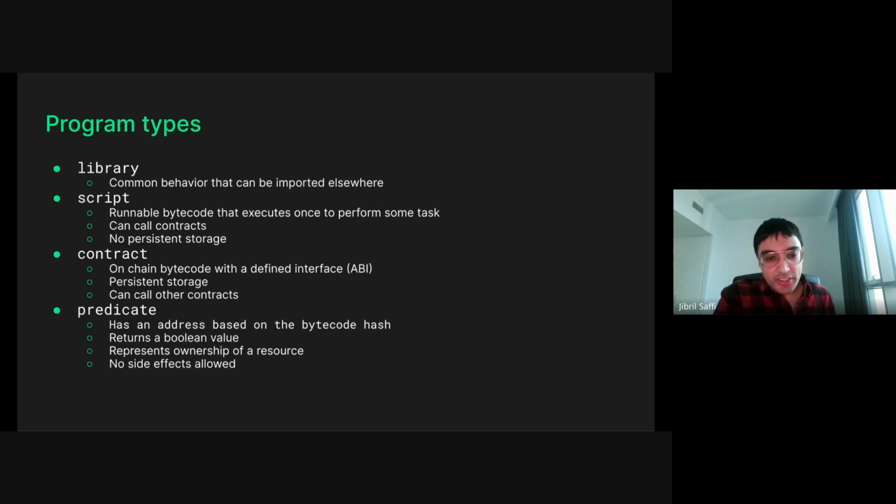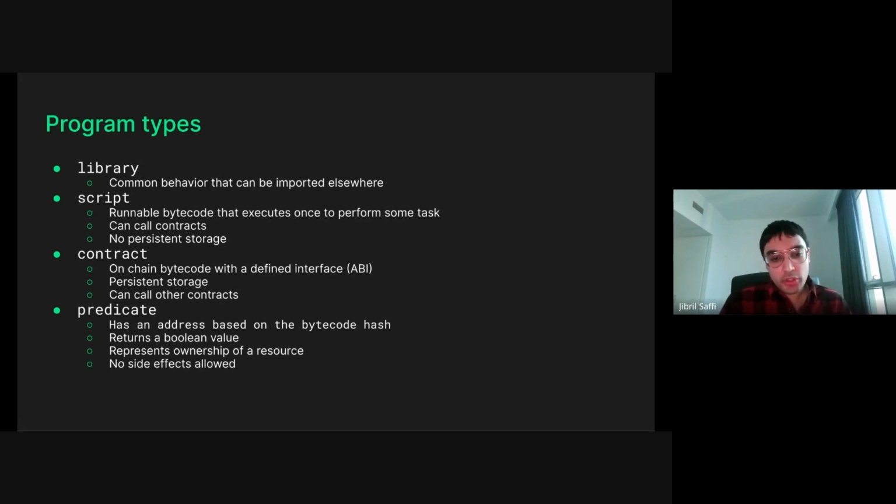So contracts is where the magic happens. This is on-chain bytecode with a defined interface. They have a context for persistent storage per contract. They can call each other using a call stack and do all the magical things that you can do as smart contracts. And predicates are a little bit special.